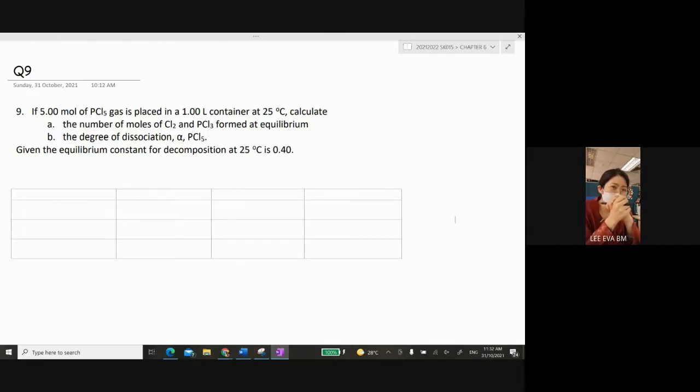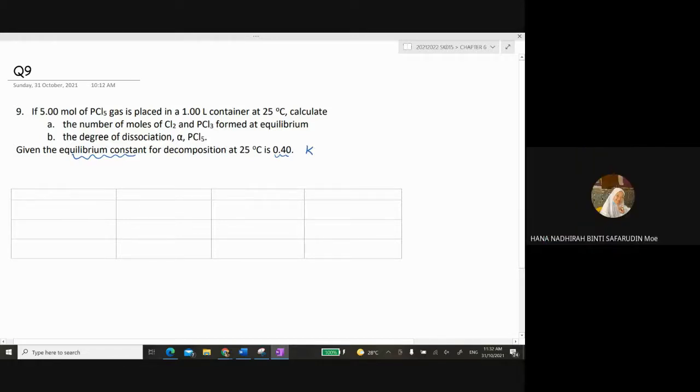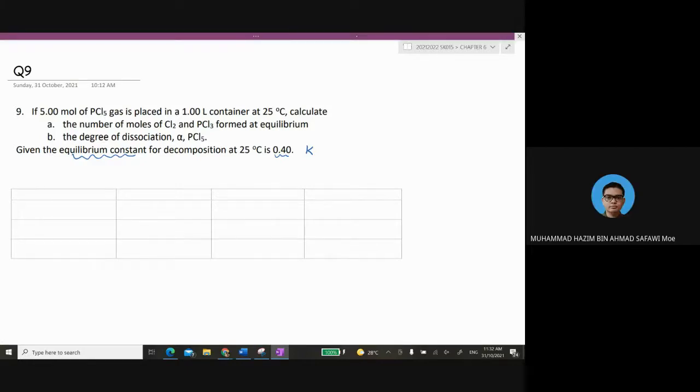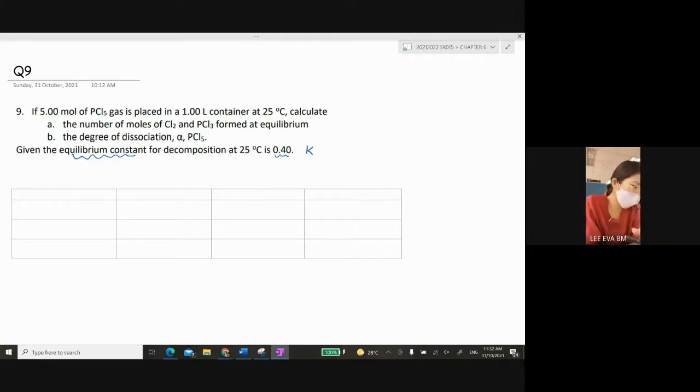Ada satu clue lagi. Tengok pada soalan. Sebab soalan ni dia hanya bagi tahu equilibrium constant. It's only say equilibrium constant. We only know this value refer to K. So whether it's Kc or Kp. Anyone want to have a guess? Degree of dissociation. The temperature? Temperature doesn't have any clue.